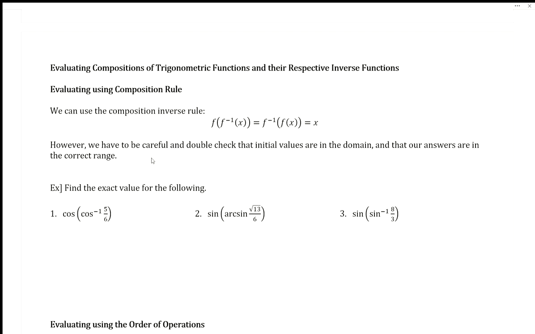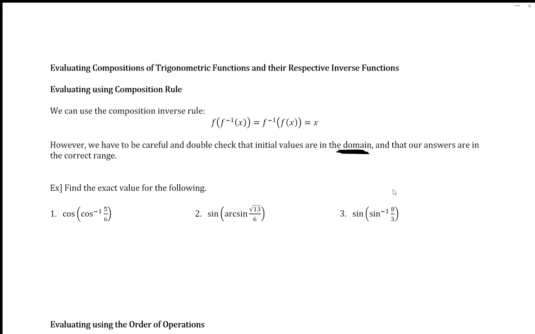So we have a rule here that can help us. This goes back with algebra rules. f of f inverse of x is the same thing as f inverse of f of x, which should equal just x. However, make sure to check the domain to see if you could actually plug it in. So don't fall for a trap.